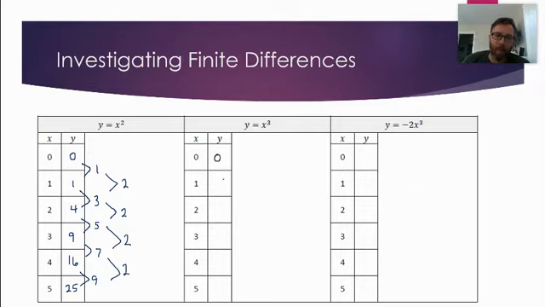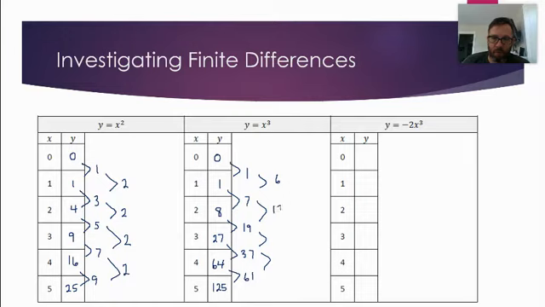Let's make the table for x cubed: 0, 1, 8, 27 for 3 cubed, 64 for 4 cubed, 125 for 5 cubed. First differences: 1, 7, 19. I'm using mental math here. I'm probably going to get myself into trouble. 37, and that looks like 61. Those are the first differences. Let's look at the second differences.